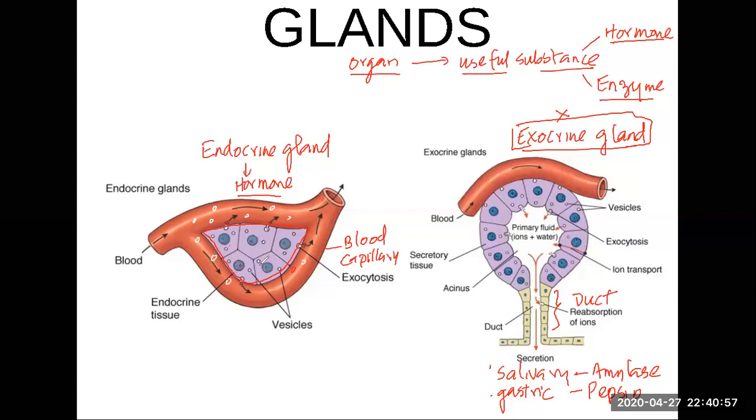So what do these cells do? The cells of the gland produce hormones. These hormones enter the capillary through these holes, the pores. Hormones go into the blood capillaries and the blood capillaries transport them to other parts of the body. This is called an endocrine gland. And what's the other kind of gland? This is called an exocrine gland.